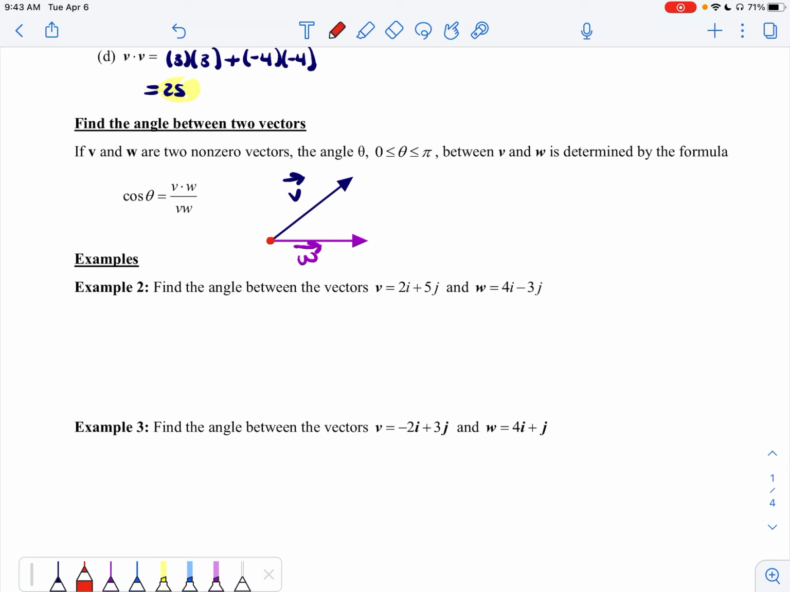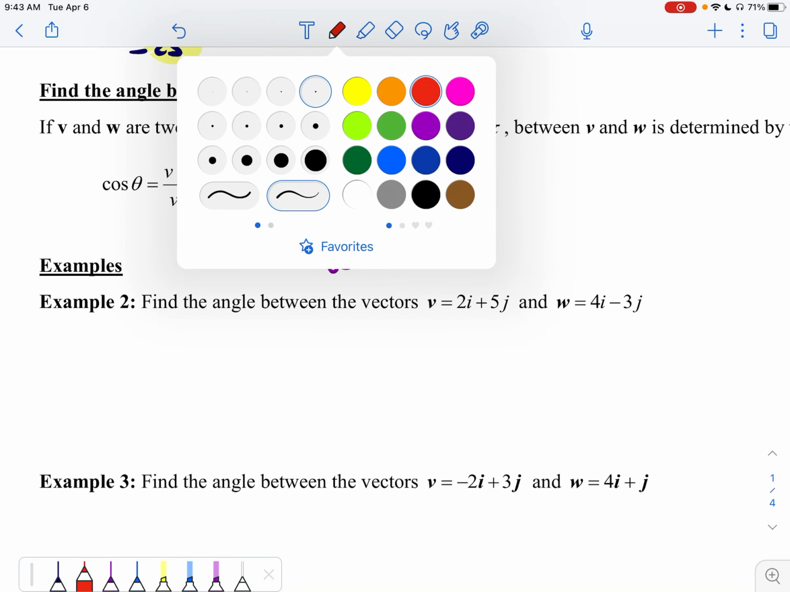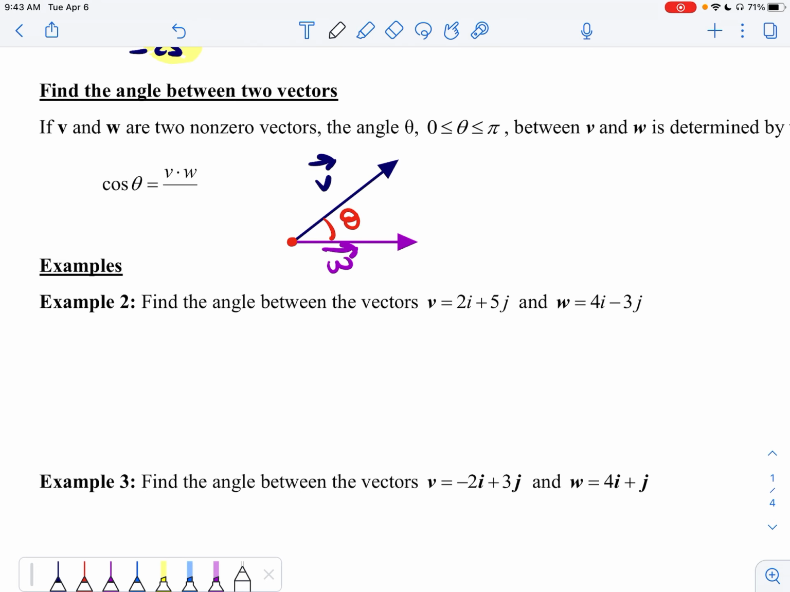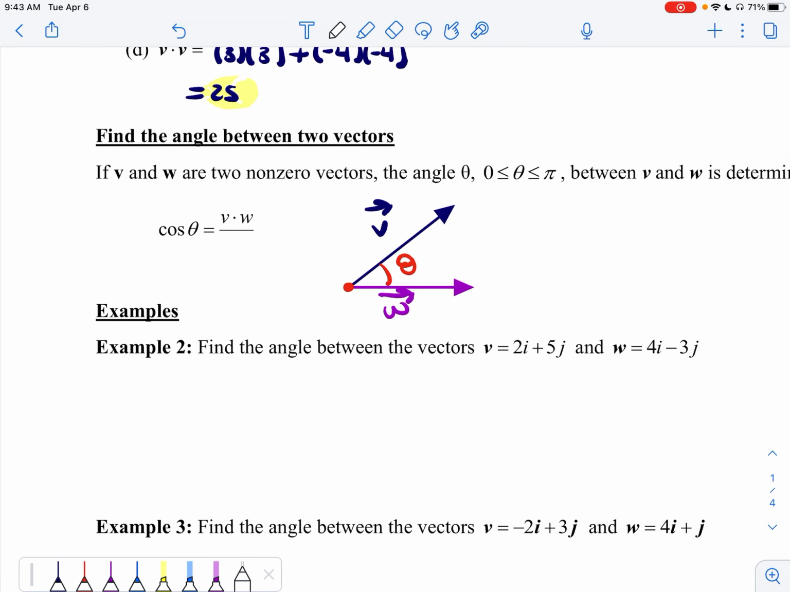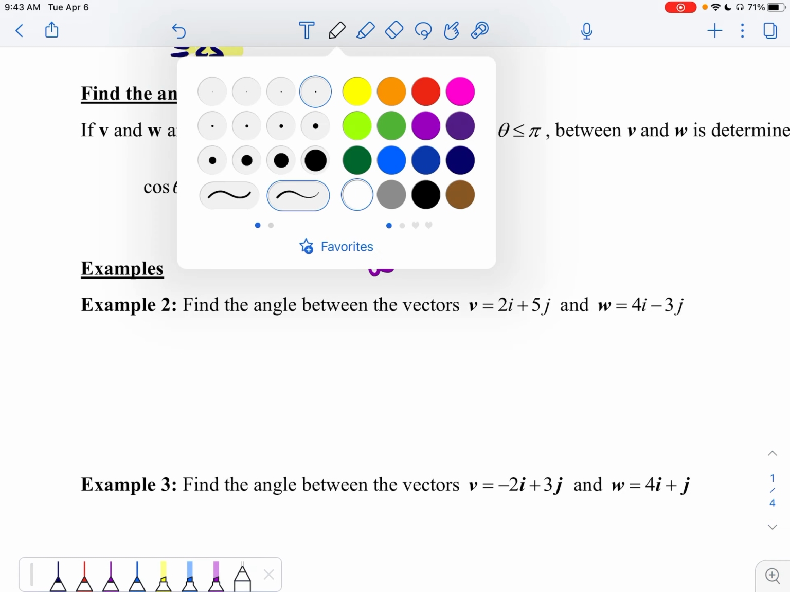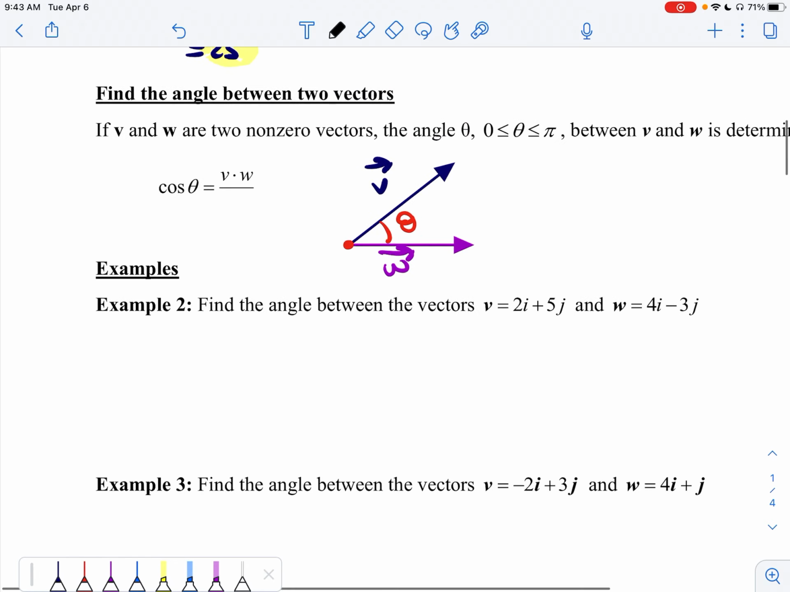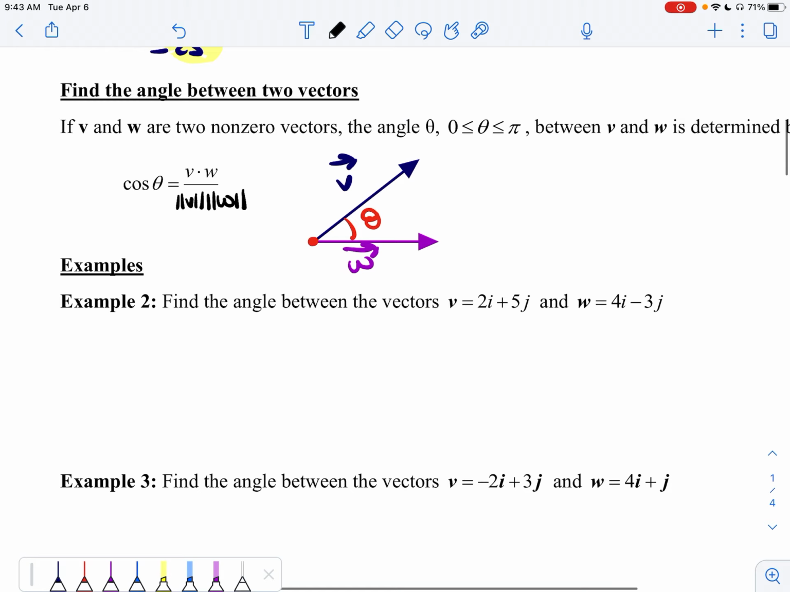Then if we want to find the angle theta that falls between these two vectors, then, oops, I just realized that there's a typo in my formula here. I'll fix that in the notes before I post them up online. So if we want to find the angle between our vectors, we use this formula. We'll have the cosine of theta is equal to v dot w divided by the magnitude of v times the magnitude of w.